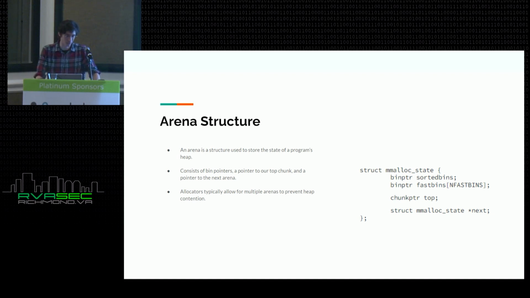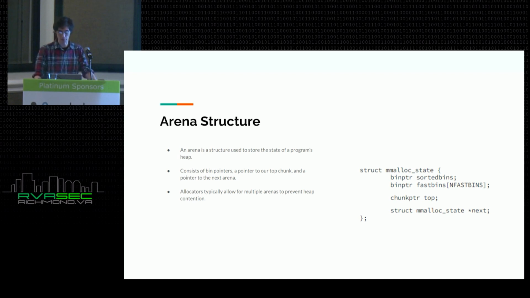Arena structure. All right, so this is our subsequent implementation. We're going to implement an arena. Essentially, an arena is a structure used to store the state of a program's heap. So it's going to consist of our bin pointers, that's going to be a pointer to our sorted bins and to our fast bins. It's also going to have a pointer to top, which we'll talk about later. That's going to be our top chunk.